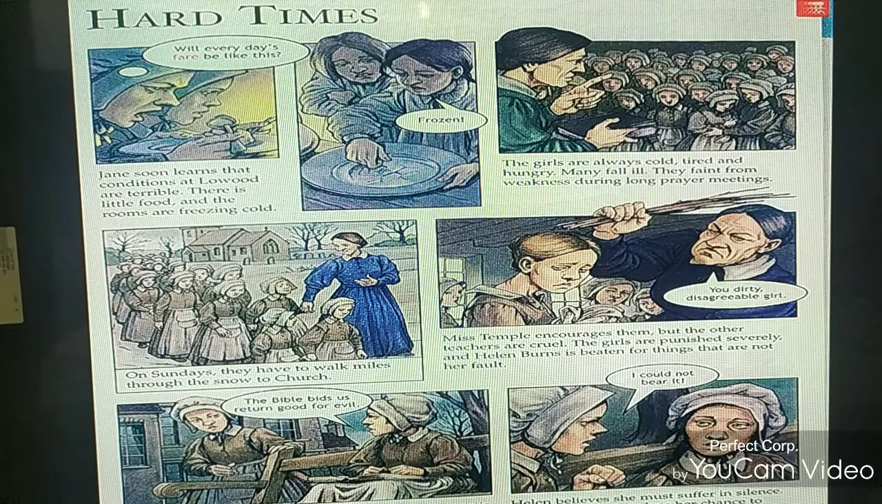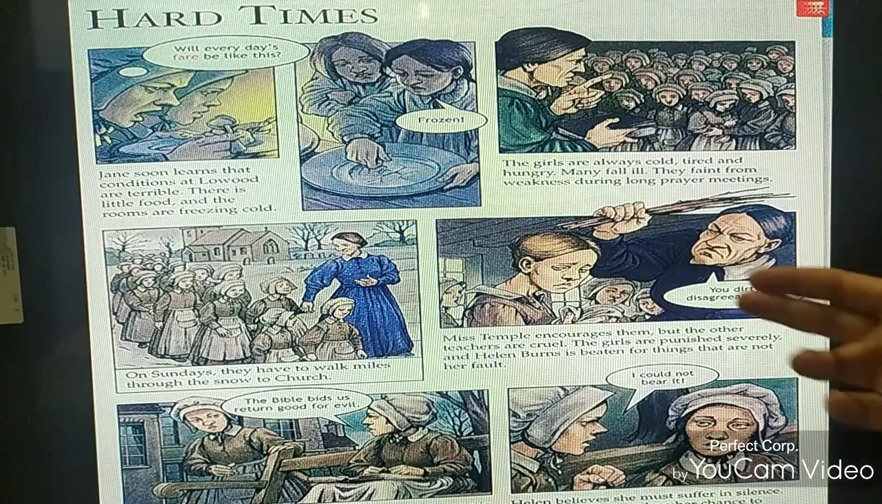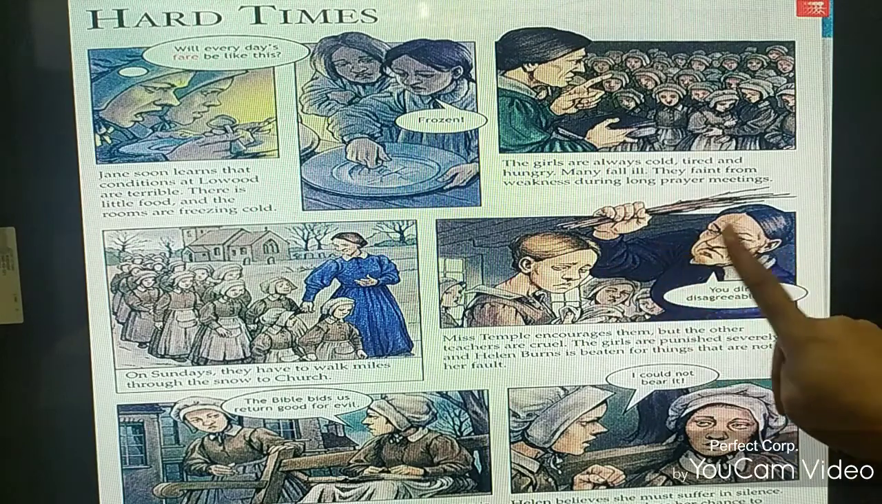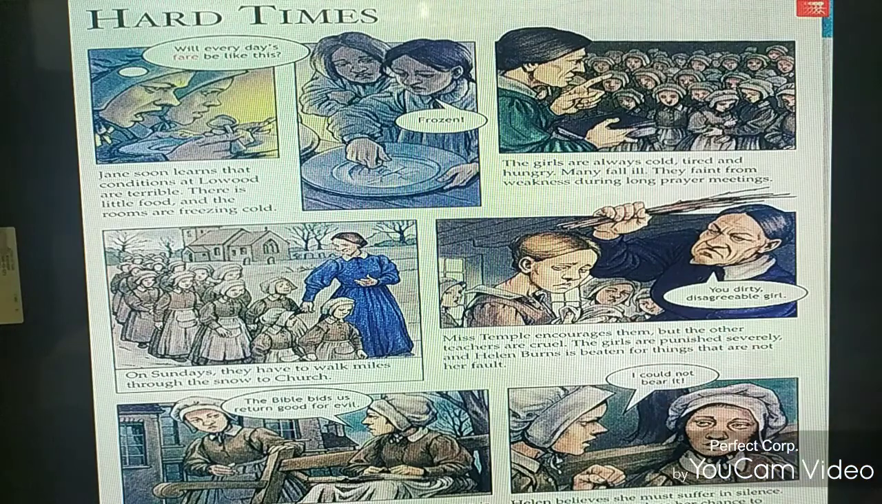So in the fifth part of the scene, we can see in the fifth picture that only Miss Temple always tries to encourage all the students very politely, and all the other teachers do not treat them lovingly and kindly. They unnecessarily and seriously punish them. You can see in this picture one teacher trying to punish this girl, and this is Helen, the very near friend of Jane. So in the fifth scene, a teacher punished Jane's friend, Helen Burns, and here a teacher of this school beat her for things that are not her fault, so without any reason they are punished by their teacher. This picture actually shows this thing.